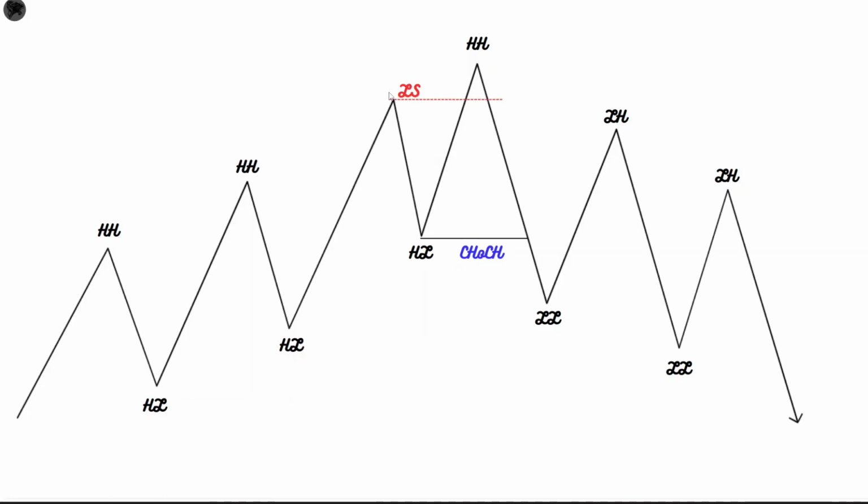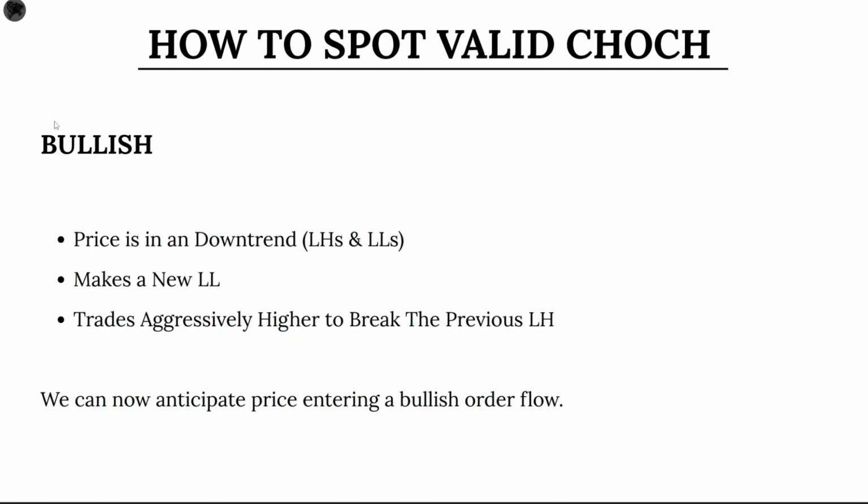And as you can see, this will now serve as our liquidity sweep. So now for the bearish scenario, you want to see price in a downtrend forming lower highs and lower lows. Now you want to see price make a new lower low, right? So now price trades aggressively higher to break the previous lower high. So you want to see price trade aggressively higher. And that last break of structure, that last break of structure where price created a new lower low, will later serve as a liquidity sweep, and we can anticipate price entering in a bearish order flow onward.